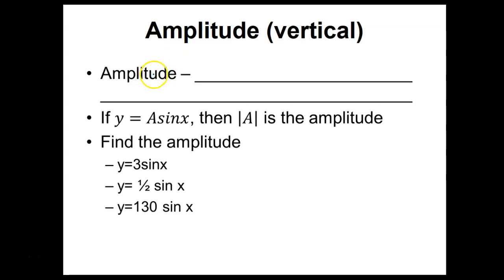That is called your amplitude. And the amplitude is the distance from the midline to a maximum, or it could be a minimum, it doesn't matter, point. So the distance from the midline to the highest point, or the midline to the lowest point. Midline's in the middle, so those two things should be the same.